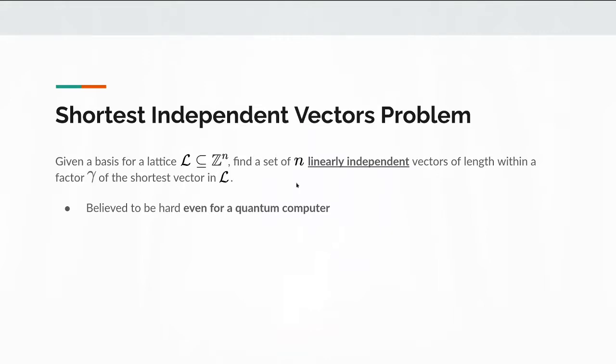The shortest independent vectors problem is one possible replacement for the discrete logarithm and integer factorization problems. It says, if I give you a basis, give me n linearly independent vectors that are fairly short. They're not exactly the shortest vectors, but they're pretty close. I'm essentially asking you to give me a short basis, a basis of short vectors. And we believe this is hard even for a quantum computer.